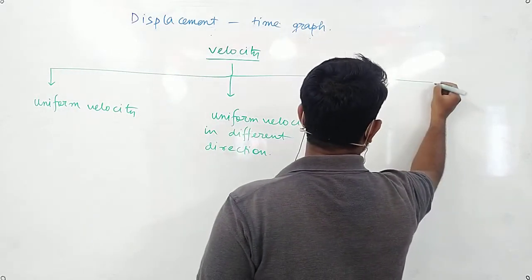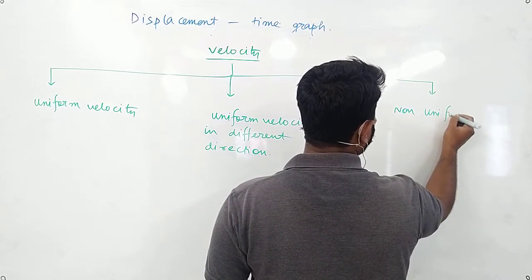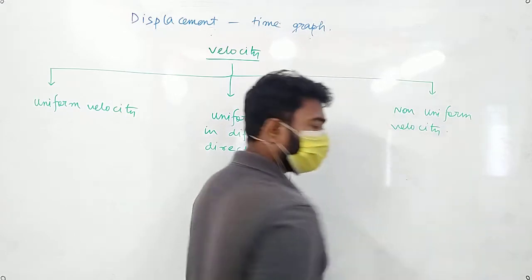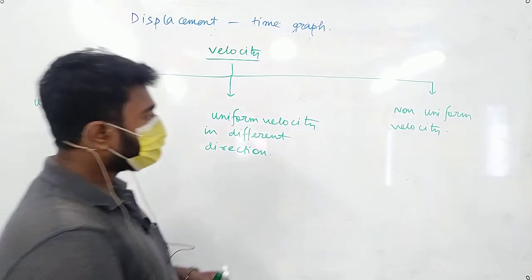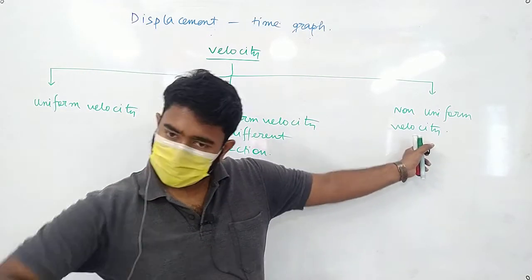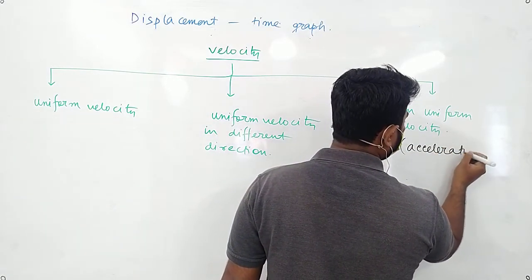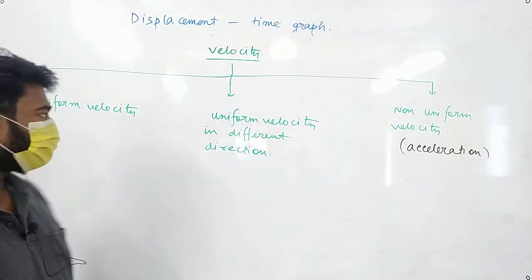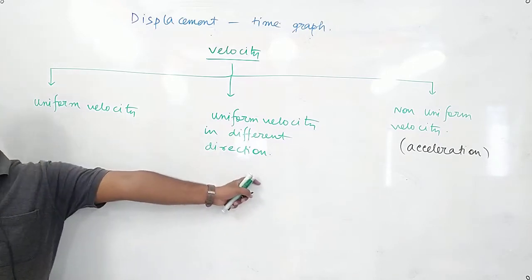Another one is non-uniform velocity. Okay, so we will do three kinds of cases. Now if we are seeing non-uniform velocity, that means the velocity is changing. So this will be the case of acceleration. All of you, what will this case be? Acceleration. Okay, now we are seeing uniform velocity and uniform velocity in different direction.